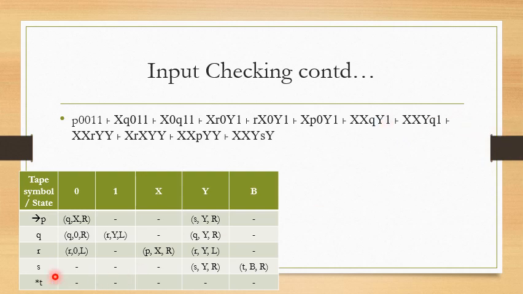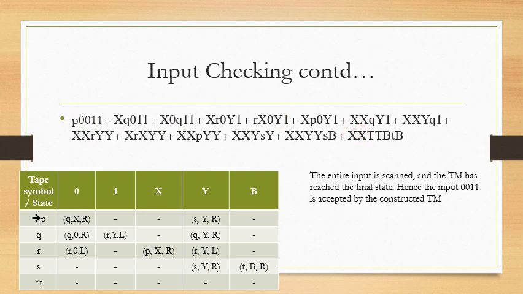From S, if I read a Y, again to the right. So XXYYSB, B for blank. From S, if I read a blank, then I can move to the final state. So the last ID will be XXYYBTB. That's all. Starting from the starting state P, I have read all the inputs on the input tape, and also I have reached the final state T. Therefore, the input 0011 is accepted.